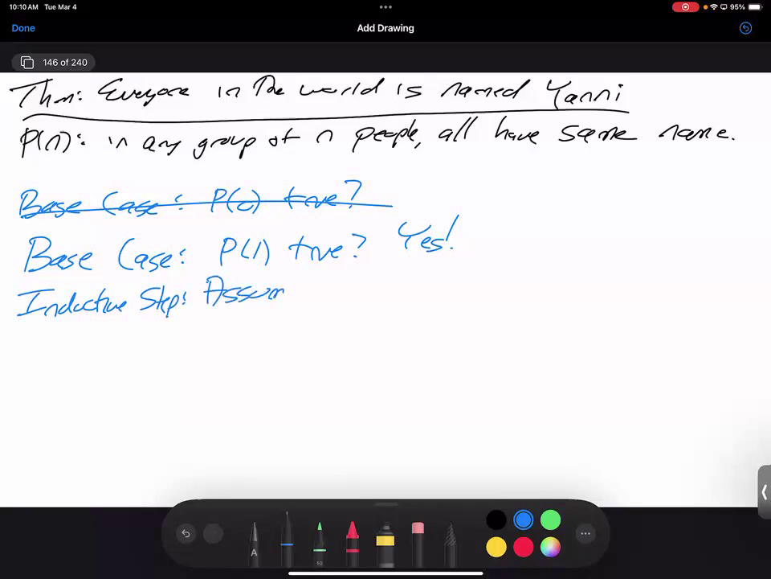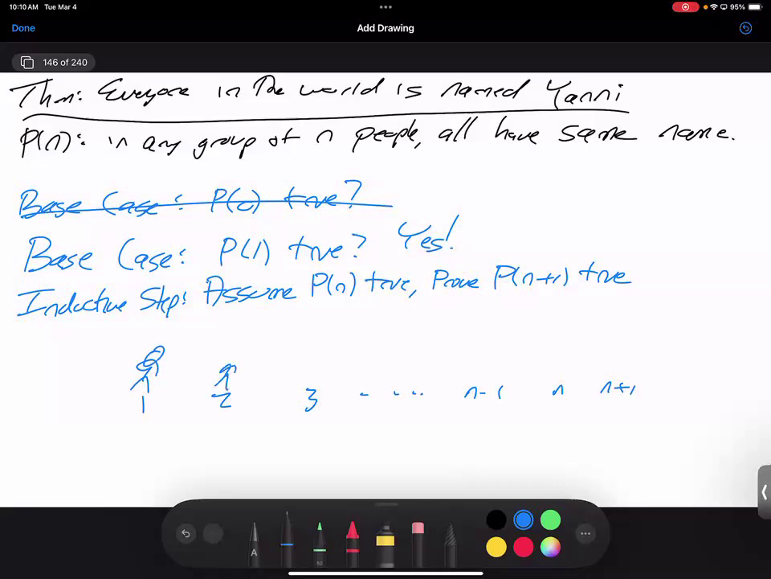Assume Pn is true, prove Pn plus 1 is true. So what does Pn being true mean? For a group of people of size n, all have the same name. So let's consider n plus 1 people: 1, 2, 3, n minus 1, and n plus 1.